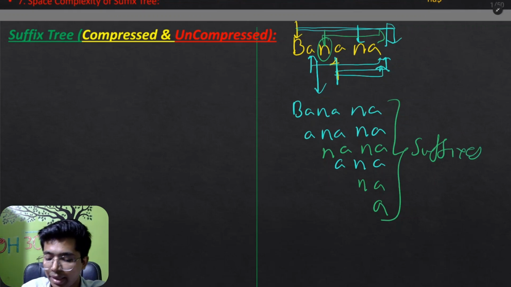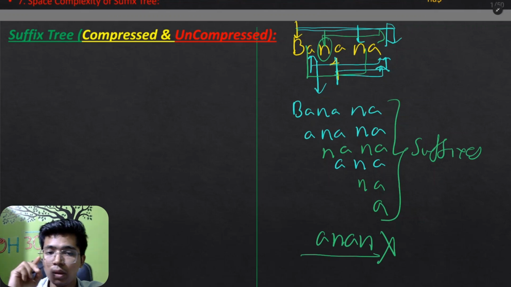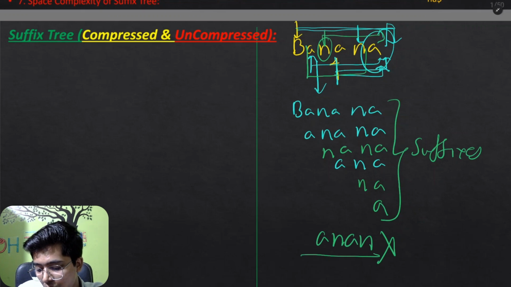Suppose you take a part of the word from here to there, ANAN. This is not a suffix. Why? Because a suffix must reach up to the end, but here we didn't include the end. The end is A and we didn't include the A here. So this is not a suffix.